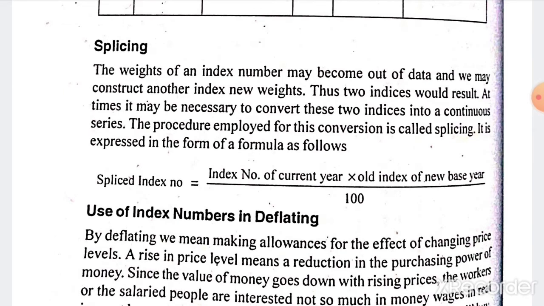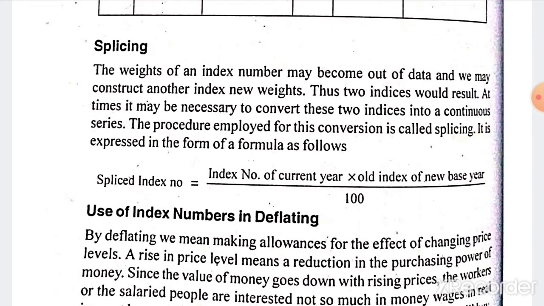The weights of an index number may become outdated and we may construct another index with new weights. Thus, two indices would result. At times, it may be necessary to convert these two indices into a continuous series. The procedure employed for this conversion is called splicing. It is expressed in the form of the formula as follows.